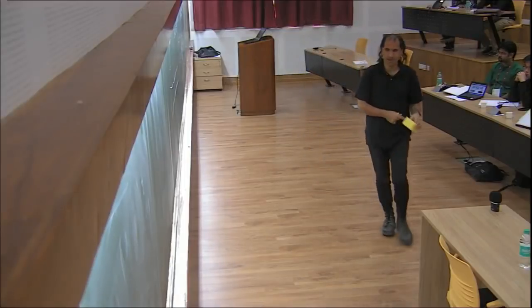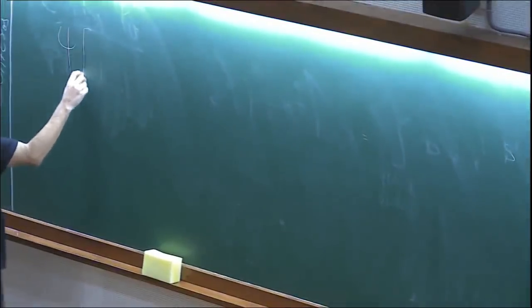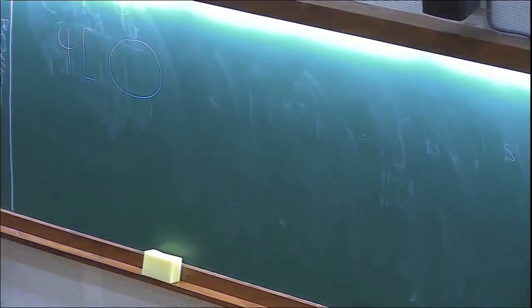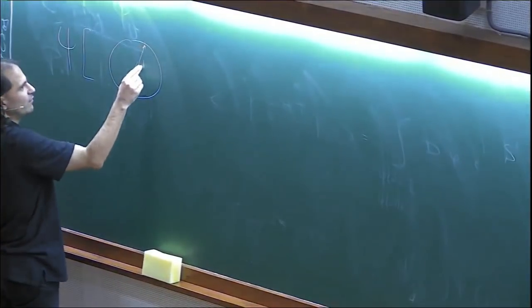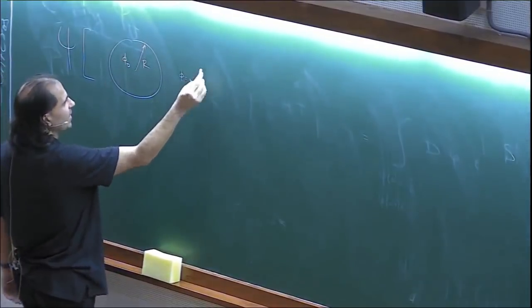Okay, but let's just get a little bit of intuition for it. So let's say I want to know what is the wave function. It's a wave functional, but what is it for a configuration of phi that is in a sphere of radius r, inside is phi naught, outside is phi equals 0, say. Okay?